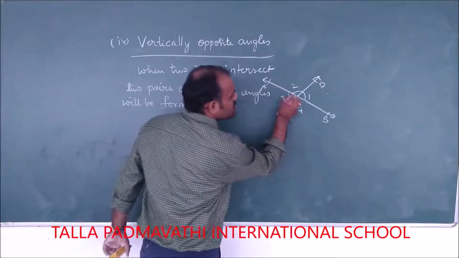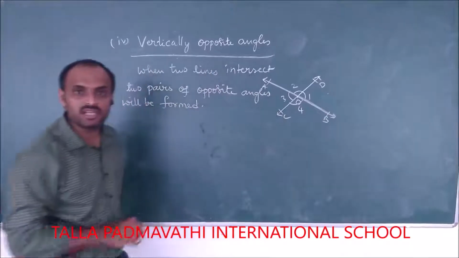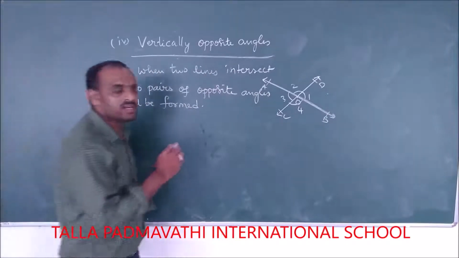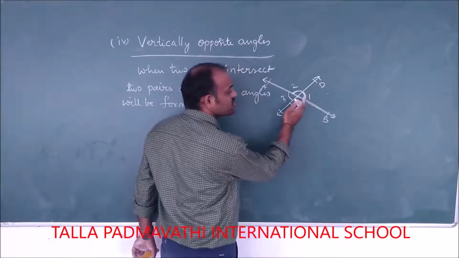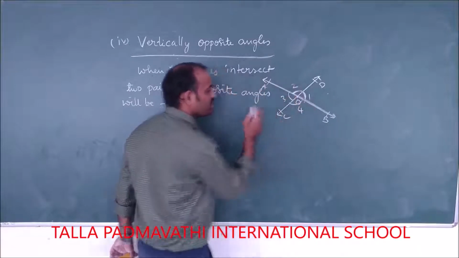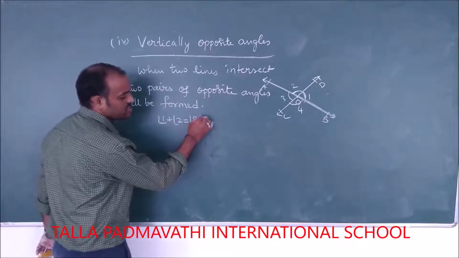If you observe this line, AB is a straight line, right? A straight line makes how much angle? 180 degrees. So this total angle is 180. That means angle 1 plus angle 2 is equal to 180 degrees.